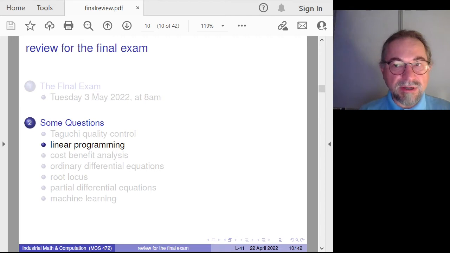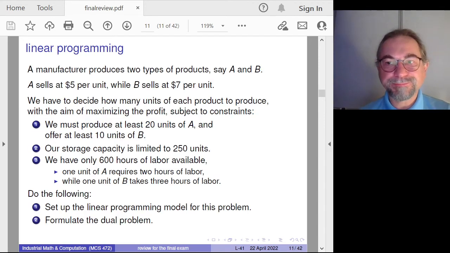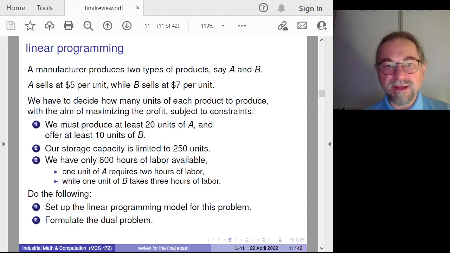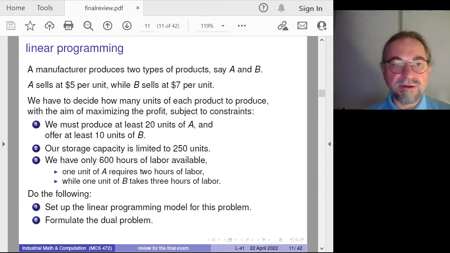Okay, so the second type of question involves linear programming. Linear programming has actually nothing to do with programming, but more with mathematical optimization. So here is again the modeling that is important. We have a story problem. We want to design a production plan. A manufacturer has to produce two types of products, A and B again. A is not so profitable as item B, so B sells for $7 per unit, whereas A only for $5 per unit. But we have constraints, so we must produce at least 20 units of A, so we cannot really focus entirely on B. And we also have the same lower bound for B.